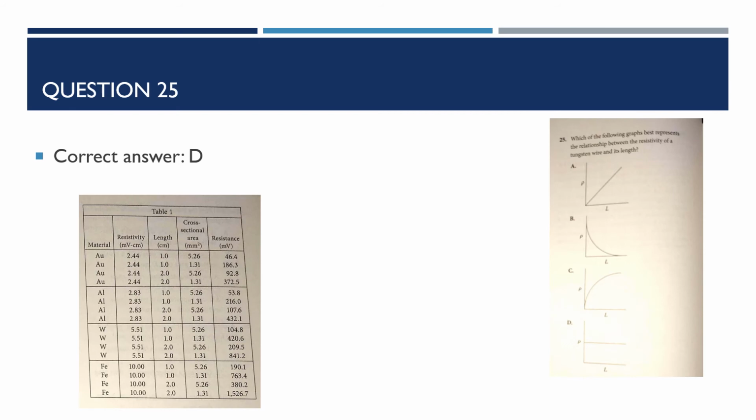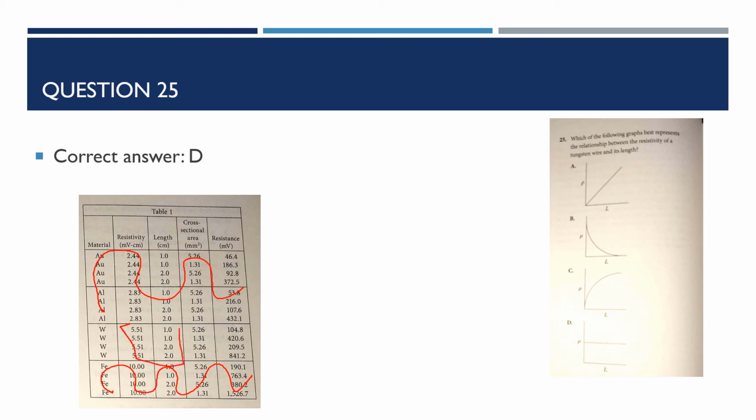Okay, 2 more questions to go. Let's work on number 25. It says, which of the following graphs best represents the relationship between the resistivity of a tungsten wire and its length? So here we've got 4 different graphs, and we are looking at only tungsten. Hopefully we remember tungsten was W. So I don't care about anything else for this problem except tungsten. And then it says resistivity and length. So then I'm really just narrowing it down here.